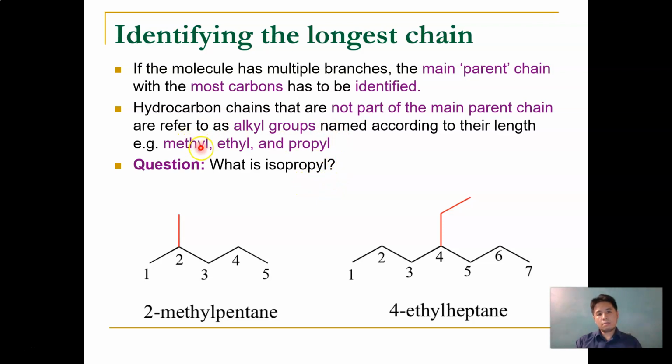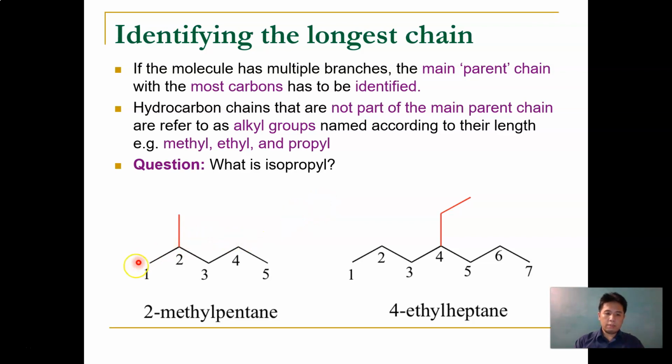This is a CH3 substituent. This is a CH2-CH3 substituent. This is a CH2-CH2-CH3 substituent. So this is 1 carbon, 2 carbons, 3 carbons. And isopropyl also has 3 carbons. The main difference is that when it's connected to the parent chain, it's connected at the middle carbon instead of one of the side carbons. So isopropyl is just that propyl connected at the middle carbon.